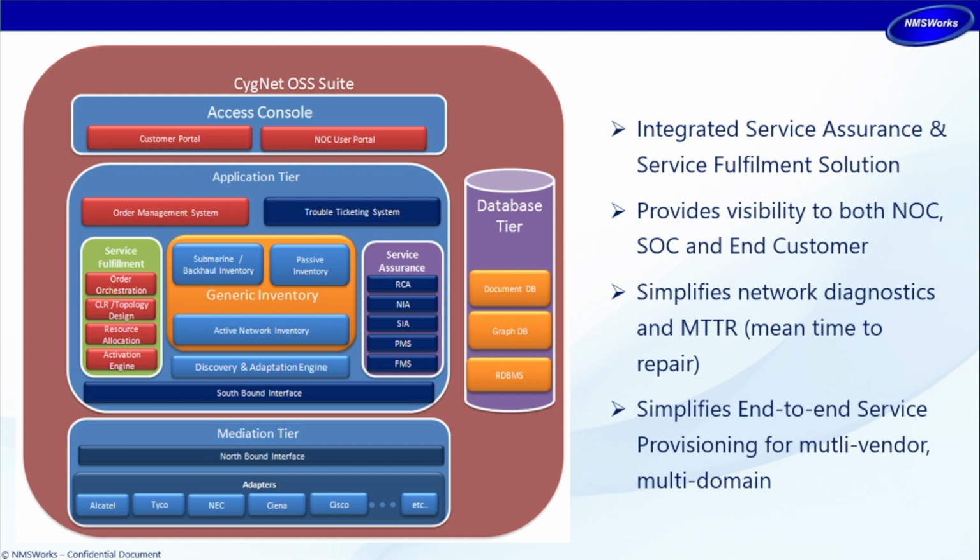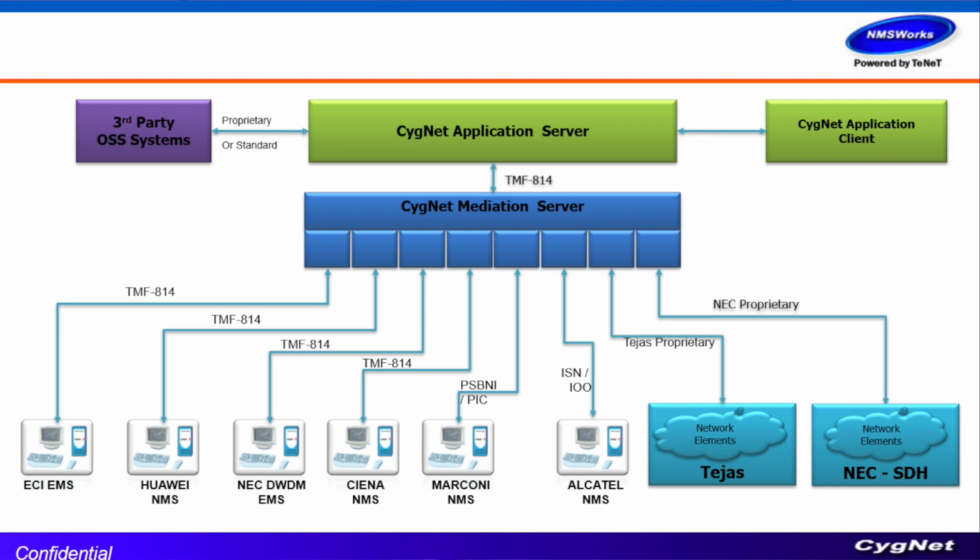This slide shows the various functionalities that are covered in the product. The bottommost layer shows the mediation tier, which will contain various adapters that integrate with the vendor network elements, EMS or the NMSs, depending upon the availability of the information in each of those layers, and provide a uniform and abstract interface towards the application layer. So this layer will take care of abstracting all the differences in terms of the vendor protocols and proprietary protocols and the information models, and provide a uniform interface towards the application layer.